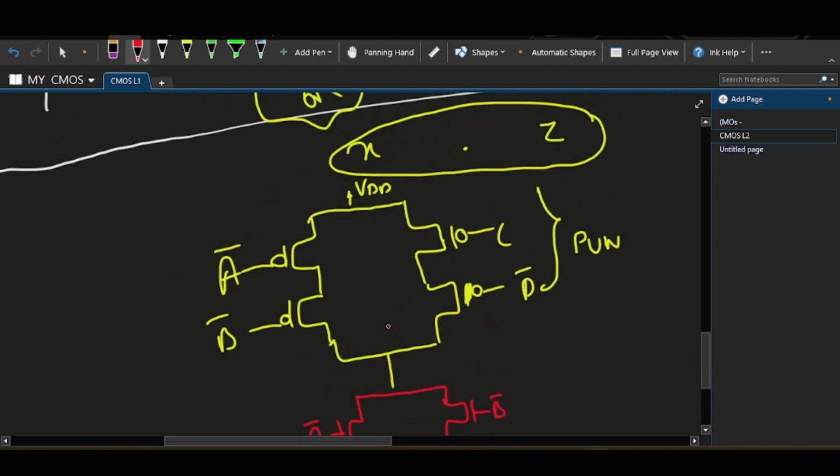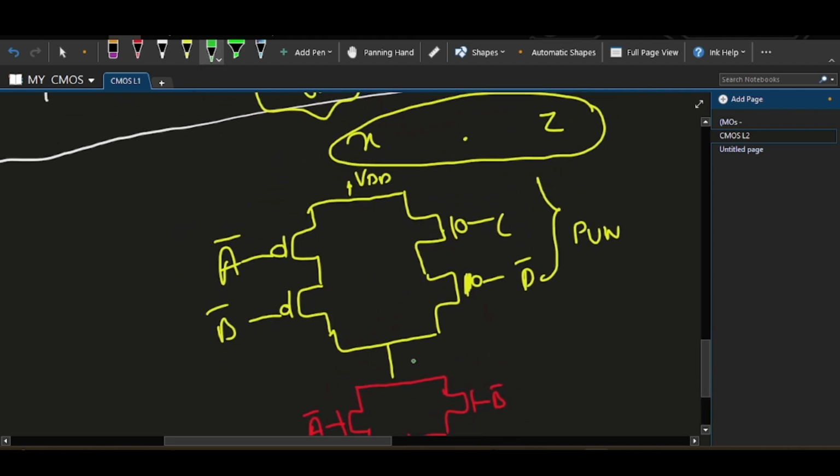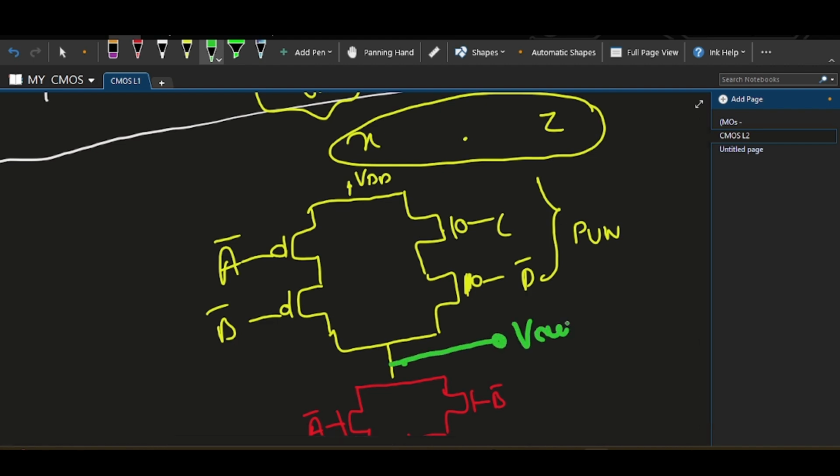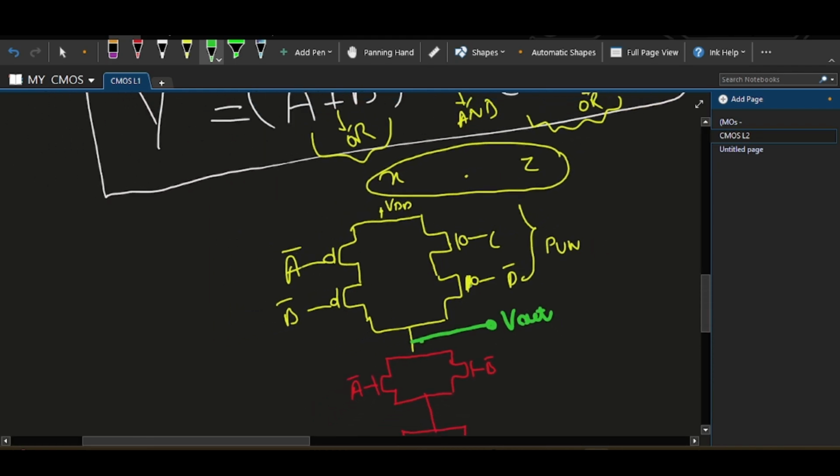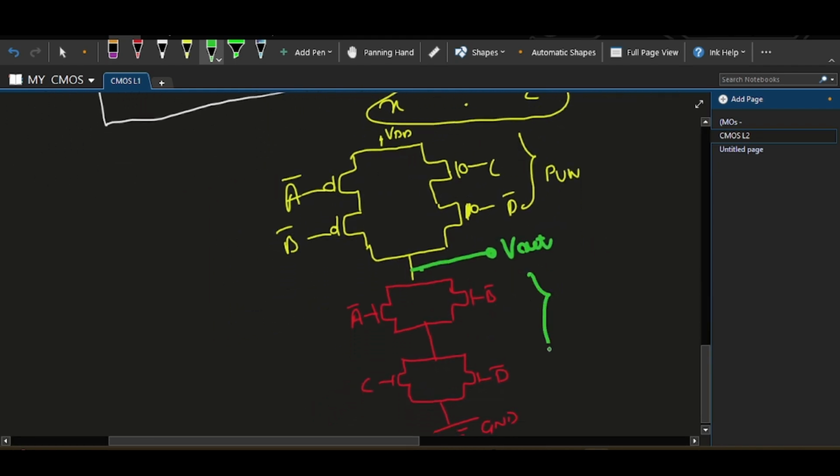At the top VDD is connected, and one thing we like to mention is V out. So this is my V out. Okay, so this would be my V out, and this would be my pull-down network, PDN.